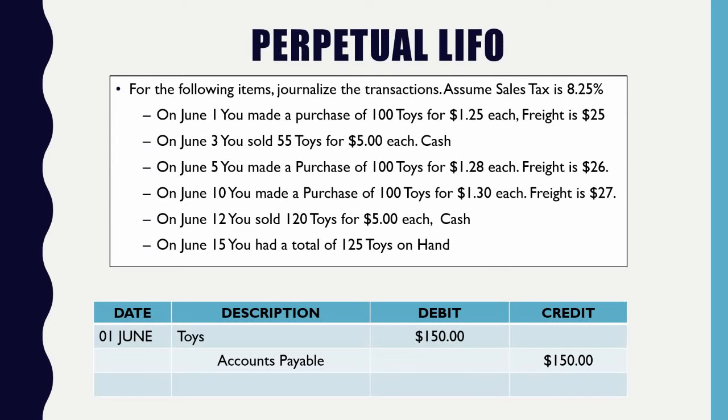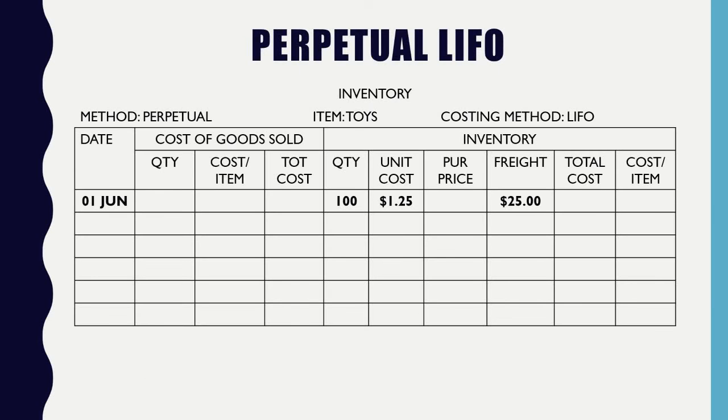So here I journalized that and I'm going to plug it into my inventory worksheet like this. On June 1st, 100 units at $1.25, giving me my total purchase price of $125, plus $25 freight, gives you your total cost of $150. Because we are doing LIFO, we must keep our batches separated. So in this case, my cost per item is going to be $1.50. Once again, I'm also going to color code this so we can see where the money is going and where we're taking out of our inventory.